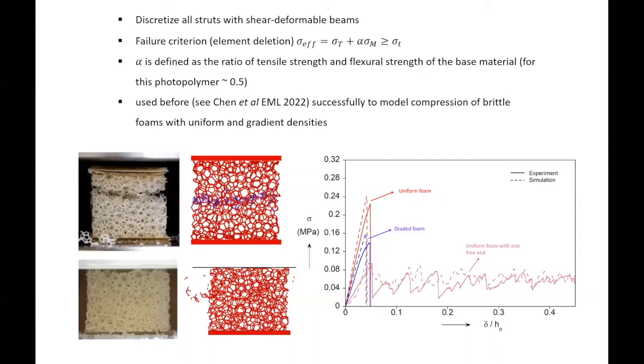So what you do is you have your beams that can fail at that value. It is a very simple element division for failure. We have used it before for these relative densities, for foams with different boundary conditions and different gradient densities, and they have worked great. So we thought it was going to work immediately for those lattices too. It's exactly the same thing, just a little bit of a different material.